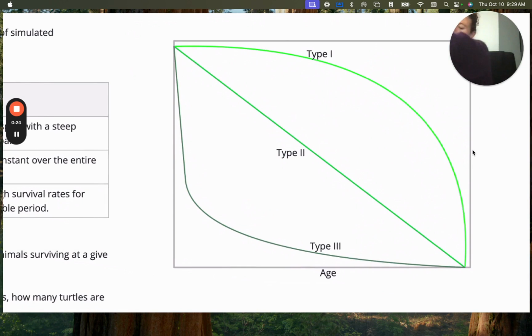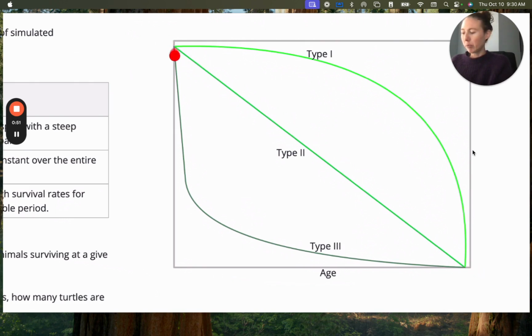Type 1 will have a late loss pattern where most of the individuals survive to adulthood. So think about big mammals that spend a lot of time caring for their young, so a lot of young survive. And then type 2 is where we have an equal chance of survival all through life. A lot of rodents follow this pattern.